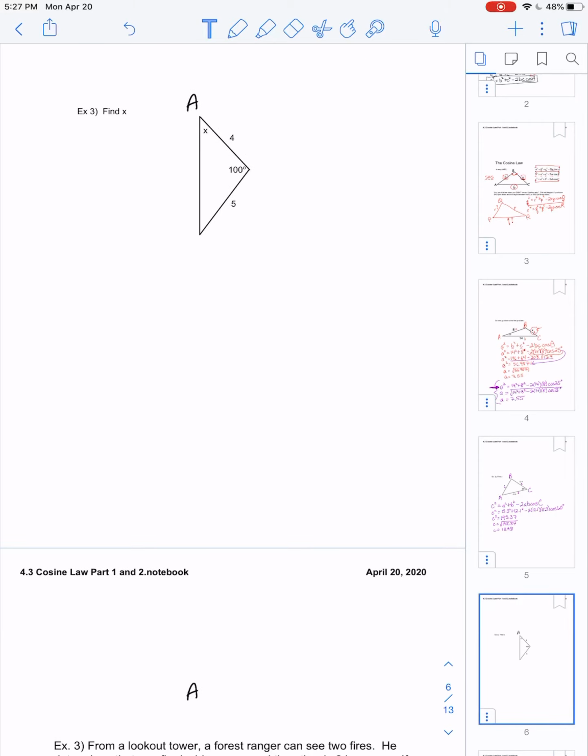Okay, this is video number 3 of lesson 4.2, the cosine law. So in this problem, we see that we don't have a golden ratio, which automatically means we need to start using the cosine law. We do have two sides and the angle between them, that's side angle side, which means the cosine law as well.